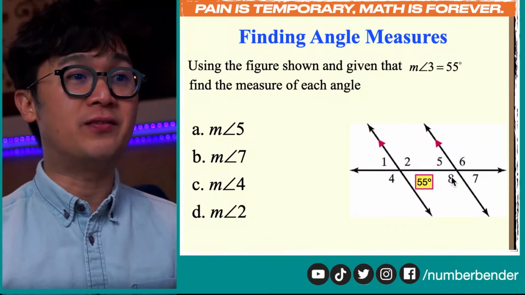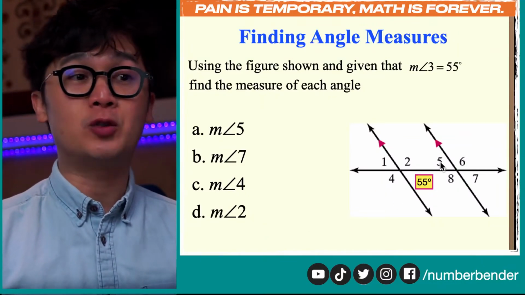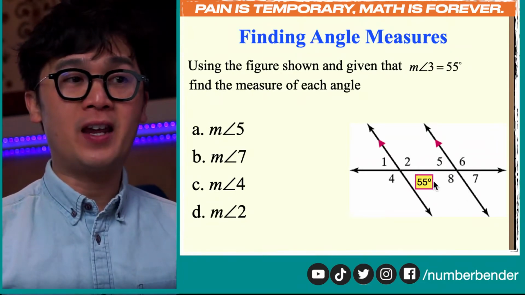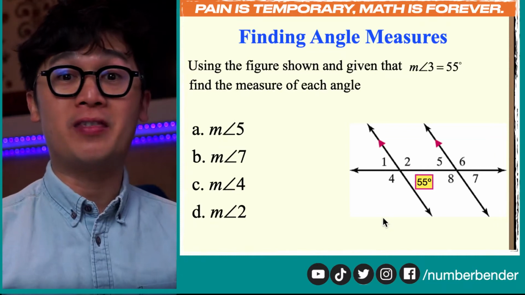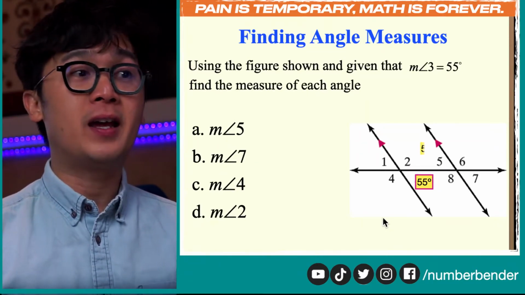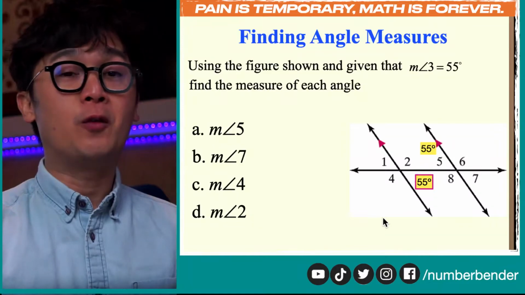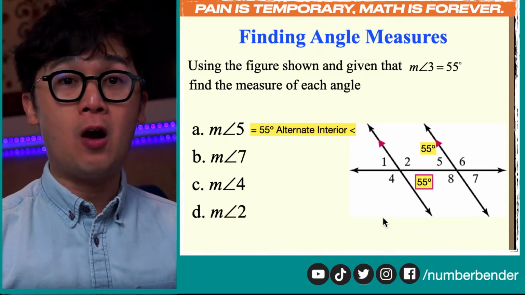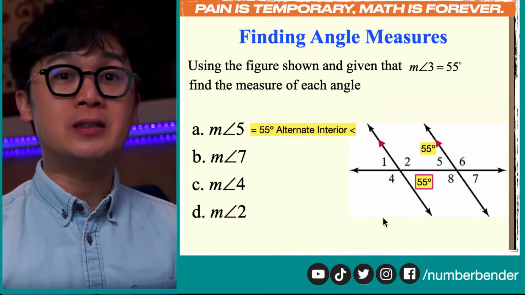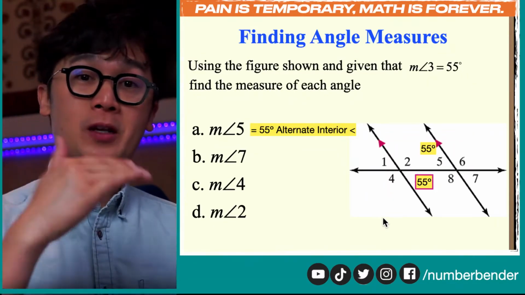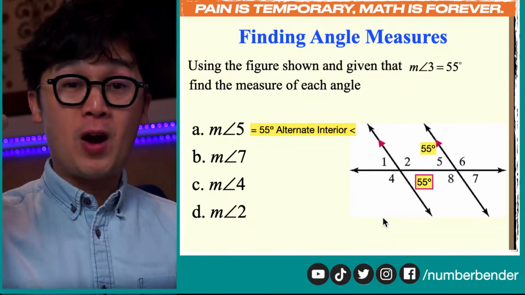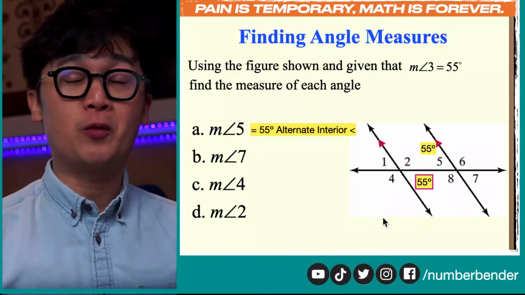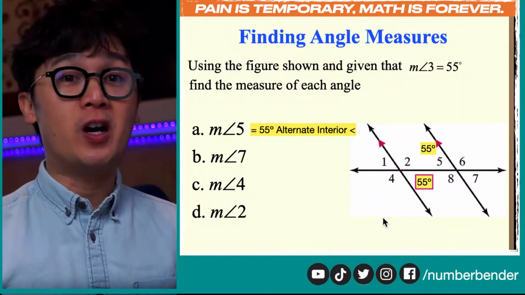So let's start with angle 5. This angle 5 right here resembles angles inside the parallel lines, and they are alternating, so we know that they are congruent. So angle 5 is equal to 55 degrees, with the reason that they are alternate interior angles. This is how we practice using the theorems in geometry, so that we'll be familiar with these theorems. When we start working with our two-column proofs, we'll be able to understand it better.